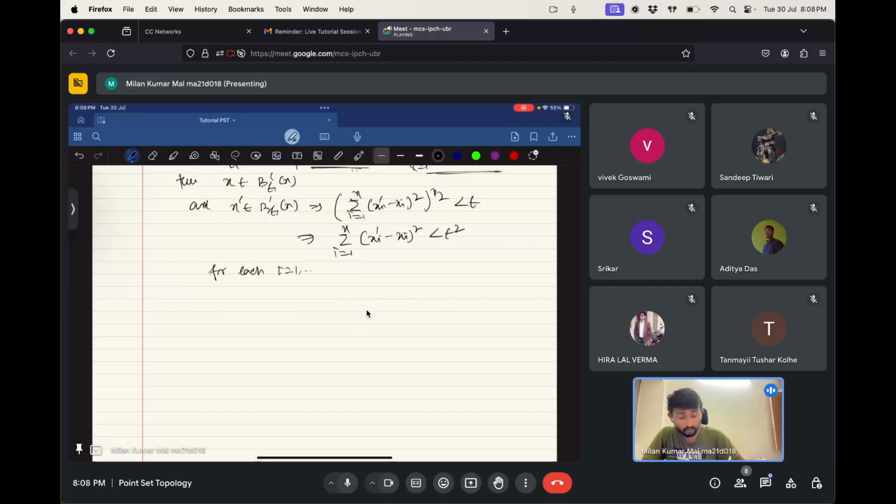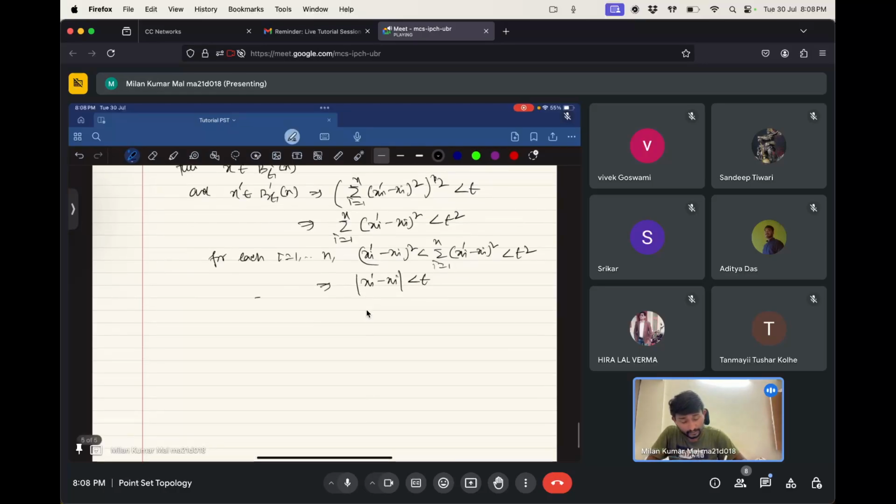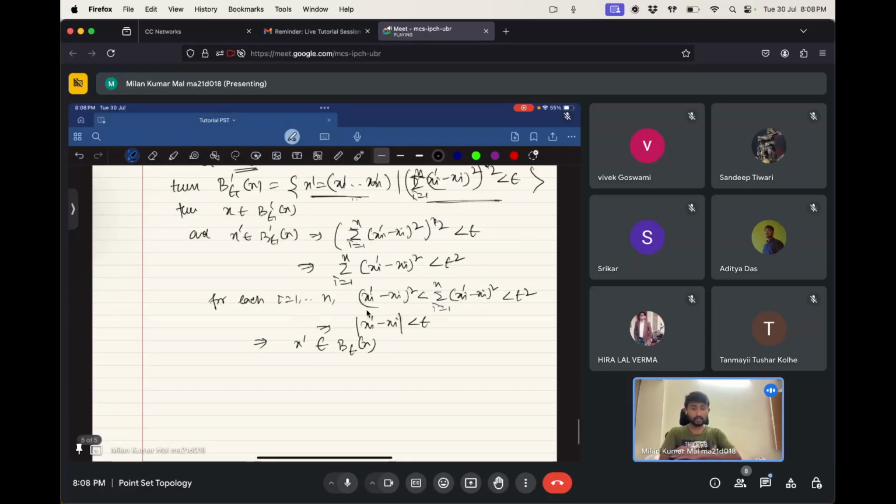That means for each i equals 1 to n, xi dashed minus xi squared is less than the summation of i equals 1 to n xi dashed minus xi squared, which is less than epsilon squared. That means mod of xi dashed minus xi is less than epsilon. Is it clear? This is for all i, that means x dash belongs to B epsilon of x. I hope this is clear.